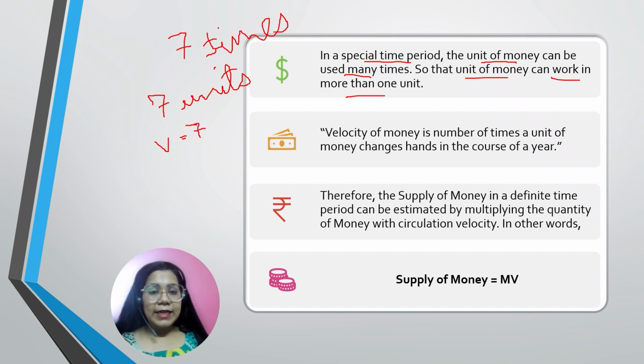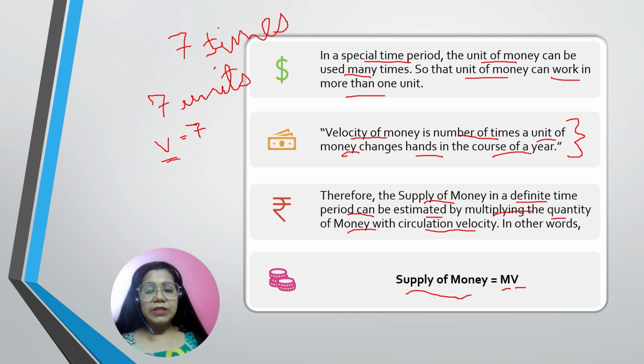If I write it in words, then velocity of money is the number of times a unit of money changes hands in the course of a year, and this also influences my money supply. Therefore, the supply of money in a definite time period can be estimated by multiplying the quantity of money with the circulation velocity, which is V. So we can write this as supply of money is equal to the quantity of money M into the circulation velocity V. And this is why the velocity of circulation also influences my money supply. So with this, we are done with the topic of money supply. I hope you can understand it. Thank you.